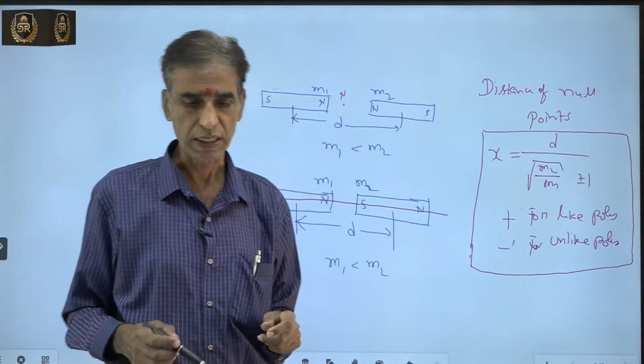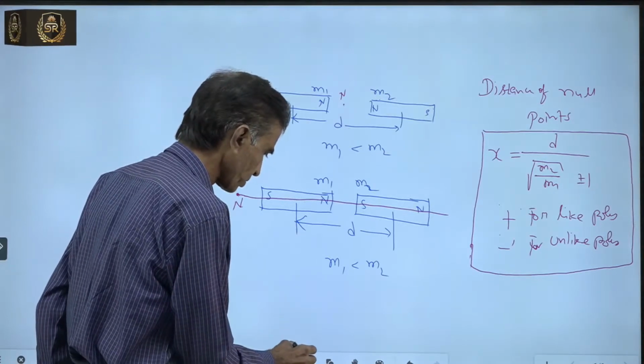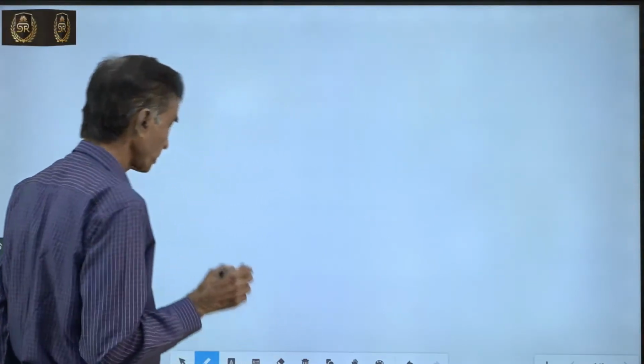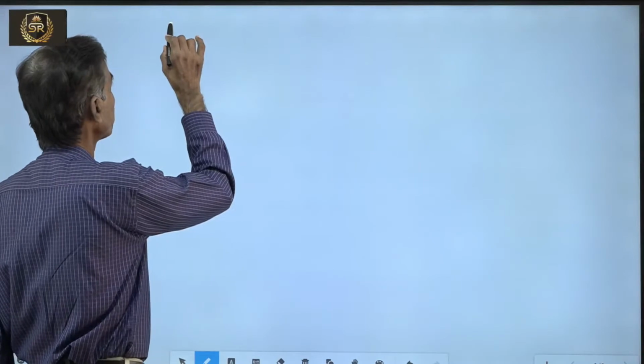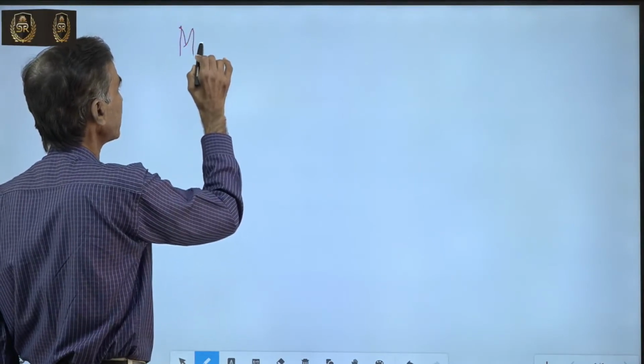So that is the point that you have to keep in mind related to null points. Okay. So now the next important topic we are going to learn is magnetic materials.